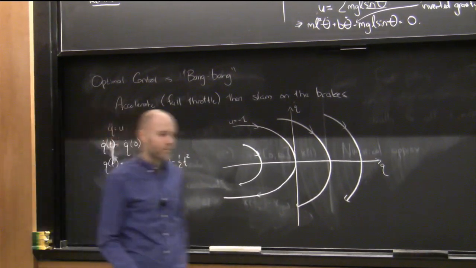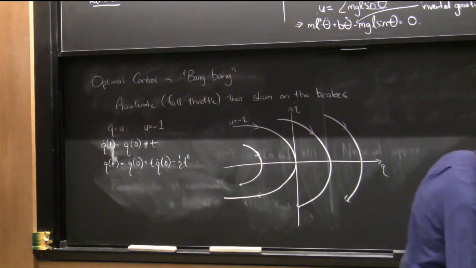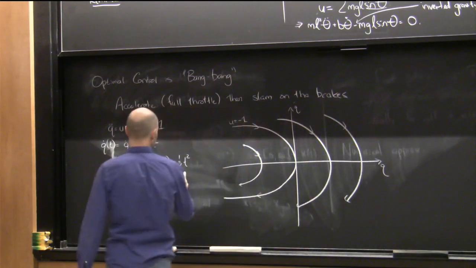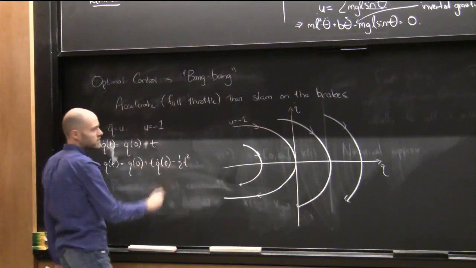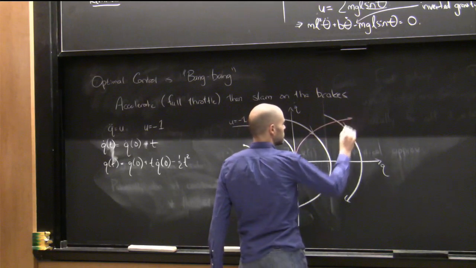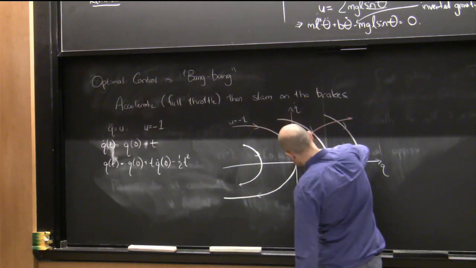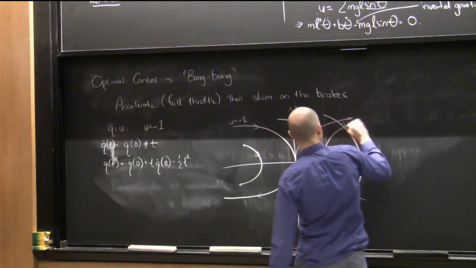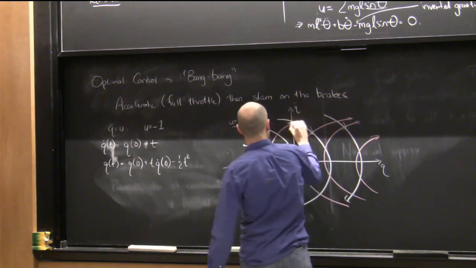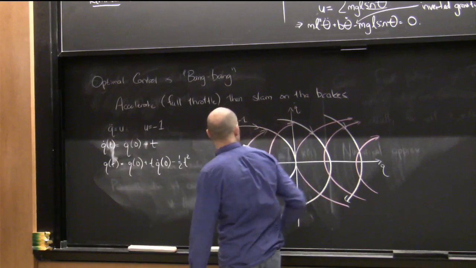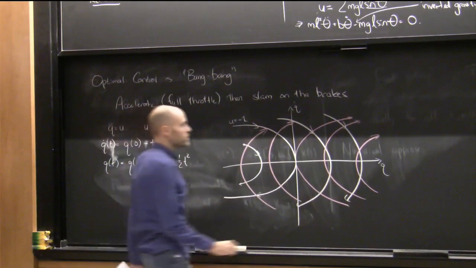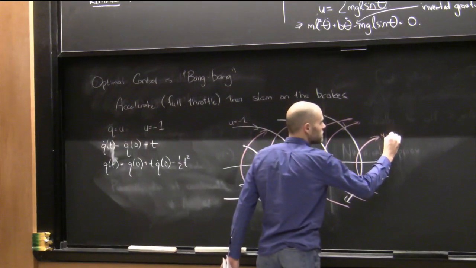Yeah? When I've got u equals +1, it's going to be almost the same, but I got a positive here, and I have these curves going off in the positive direction. And in fact, it's going to look like this. Okay, that's the u equals +1 curves.